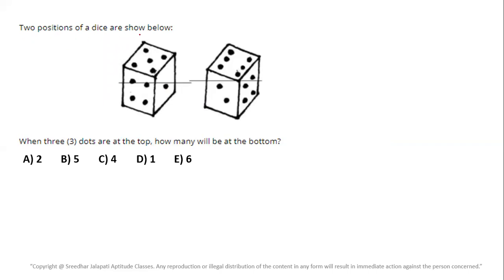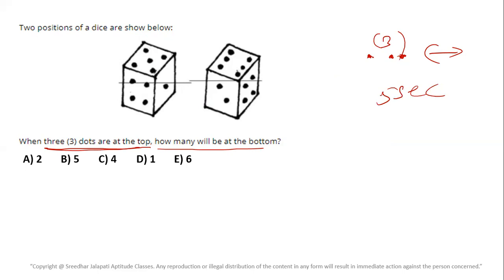Two positions of a dice are shown below. When three dots are at the top, how many will be there at the bottom? So nothing but you're asked to find the face opposite to 3 dots. 5 seconds time. Your time starts now.